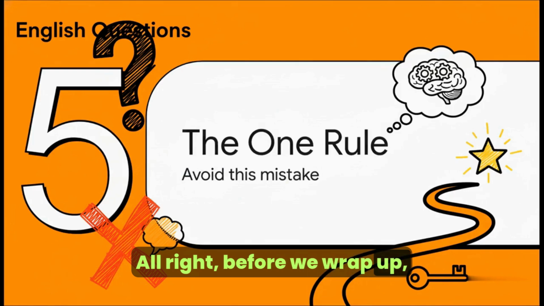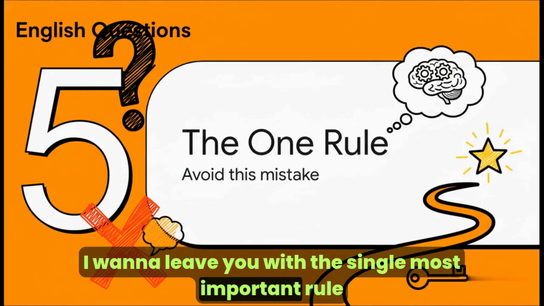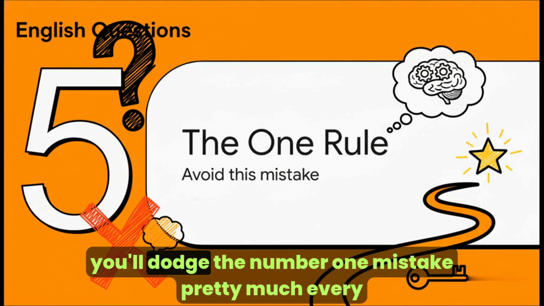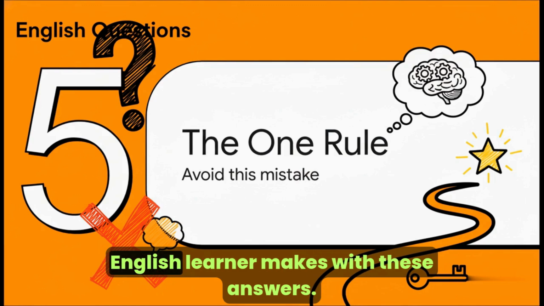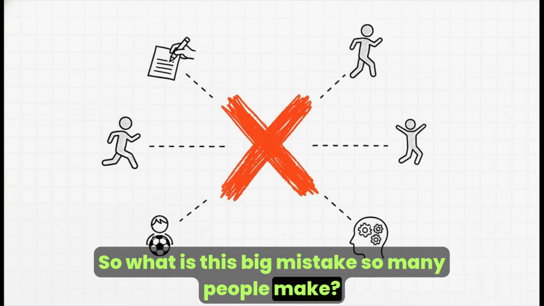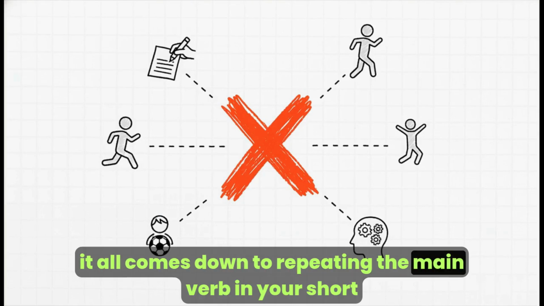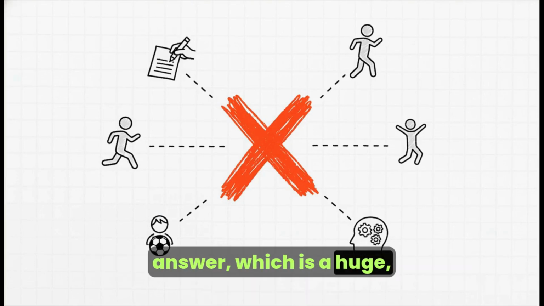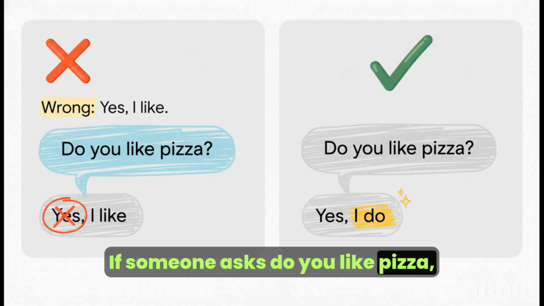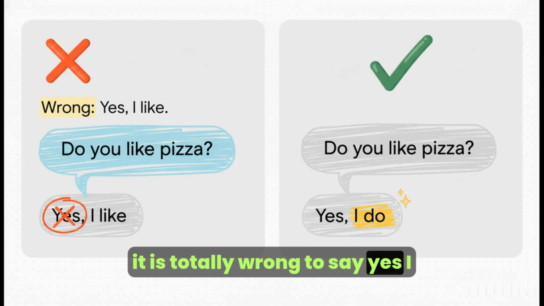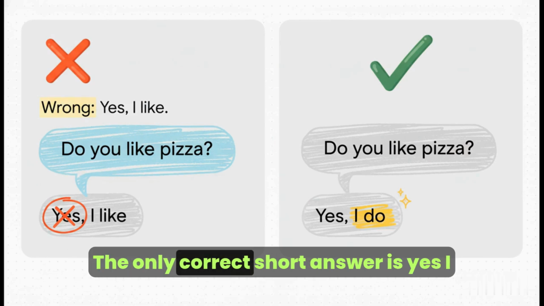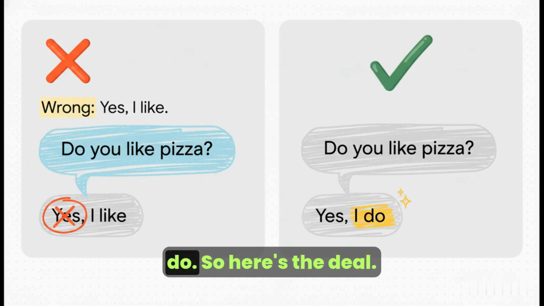All right, before we wrap up, I want to leave you with the single most important rule of all. If you can lock this one thing into your brain, you'll dodge the number one mistake pretty much every English learner makes with these answers. So what is this big mistake so many people make? Well, it all comes down to repeating the main verb in your short answer, which is a huge no-no. And here it is. If someone asks, do you like pizza? It is totally wrong to say, yes, I like. You have to use that helper verb from the question. The only correct short answer is, yes, I do.